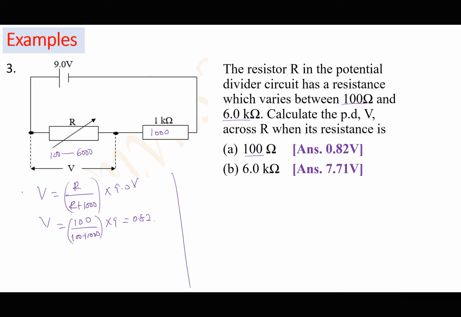Then calculate the PD across R when its resistance is 6,000. So in the second case, this was part A. So part B, V is equal to R, which is 6,000, divided by the total resistance, 6,000 plus 1,000, then times the voltage supply, which is 9. So 6,000 times 9 divided by 7,000. So that is 7.71 volts. So that is an easy question.